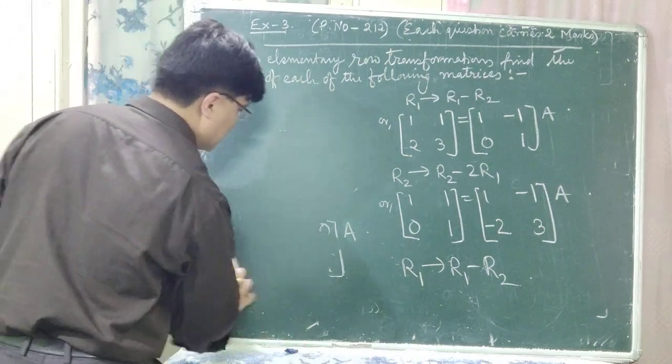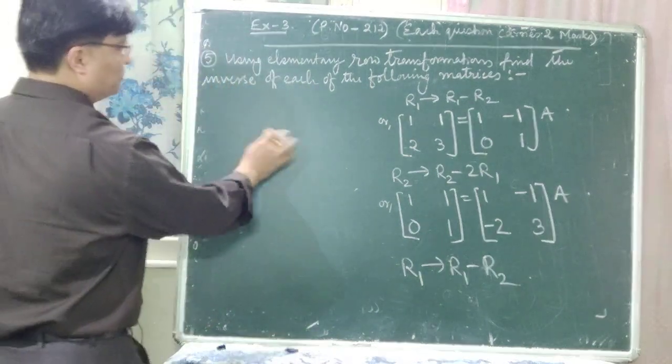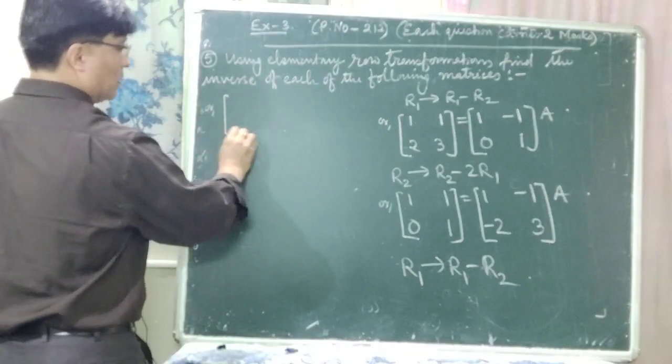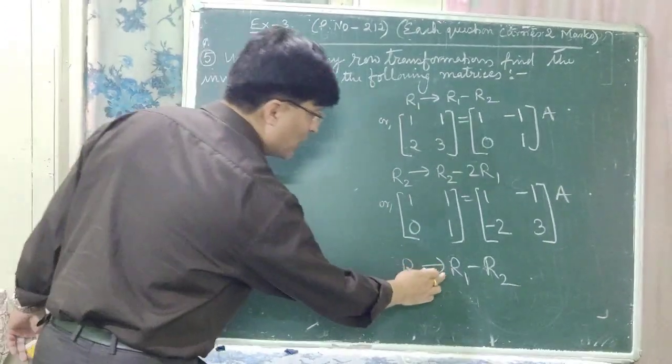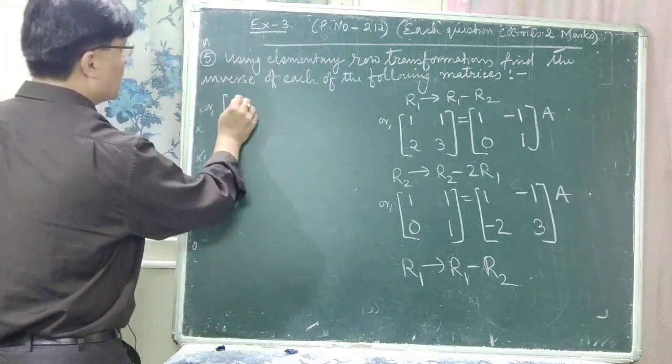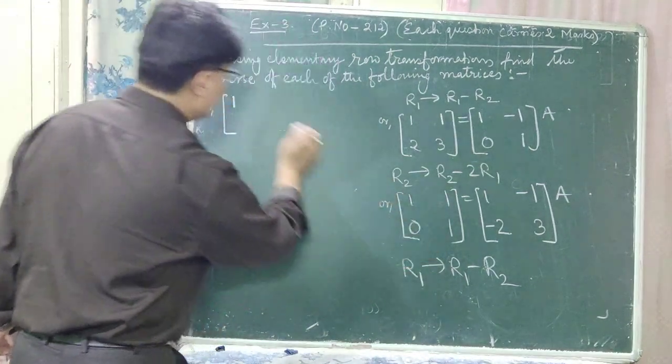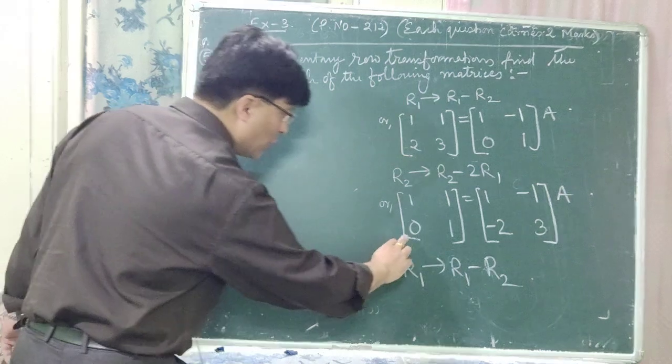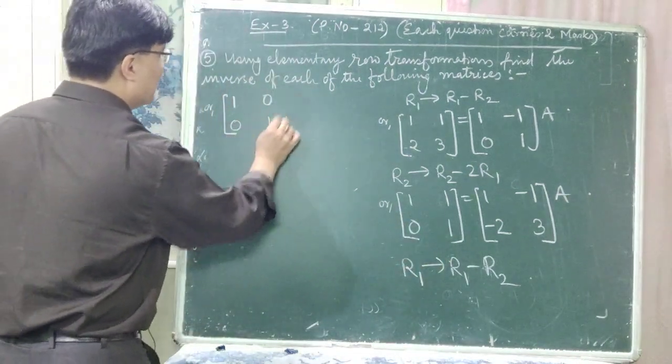So now let us write it again. Now row 1 is changing. How does it change? R1 minus R2, 1 minus 0, 1. 1 minus 1, that is 0. Now row 2 remains same here, 0, 1.